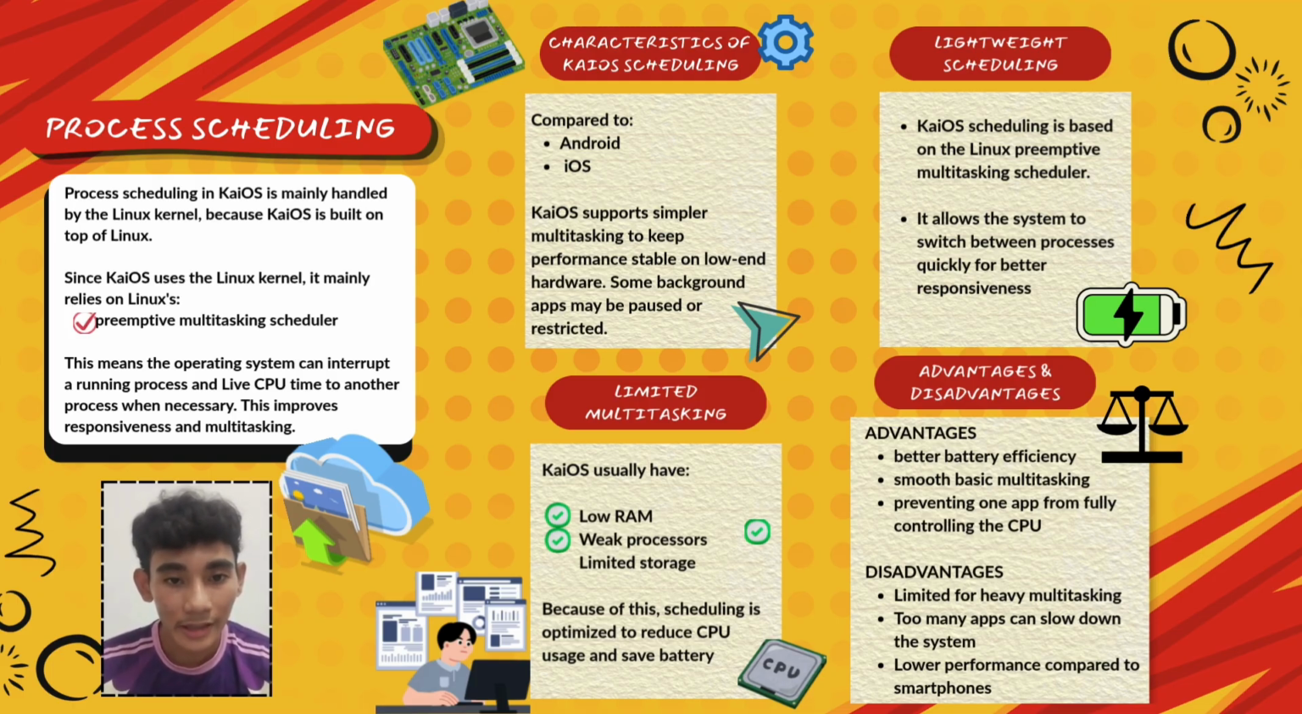Compared to Android and iOS, KaiOS uses a simple scheduling approach because it is designed for low-end devices with limited RAM, weaker processors, and smaller storage capacity. Some background applications may be paused or restricted to save resources.